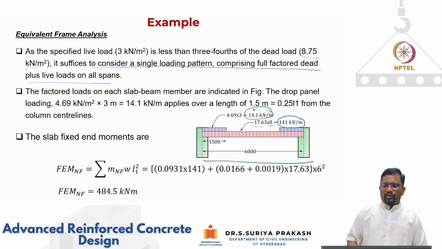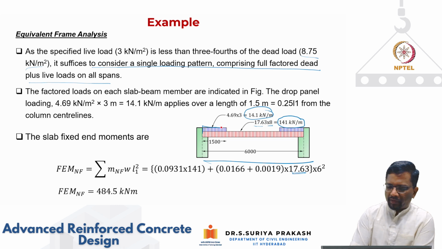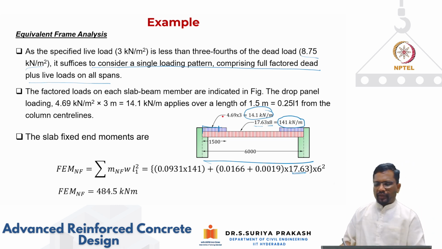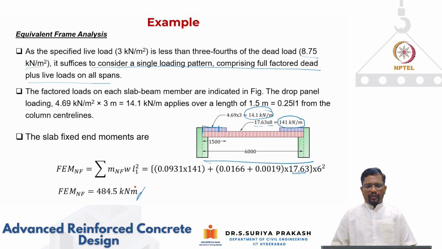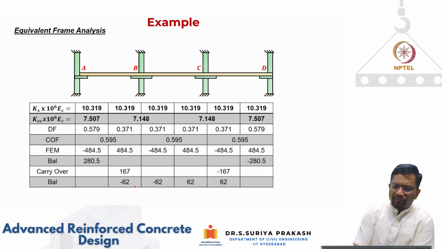So fixed end moment coefficients are what? If you substitute this, we are not using 14.1. Why are we using this? It is totally 17.63, right? Because now we have converted this into an equivalent depth of 0.2 L1, right? So fixed end moment is 484.5 kilonewton meter. So once you do all these things, you see here the fixed end moments have been found out, and stiffness of the column is 10.31 for this location.